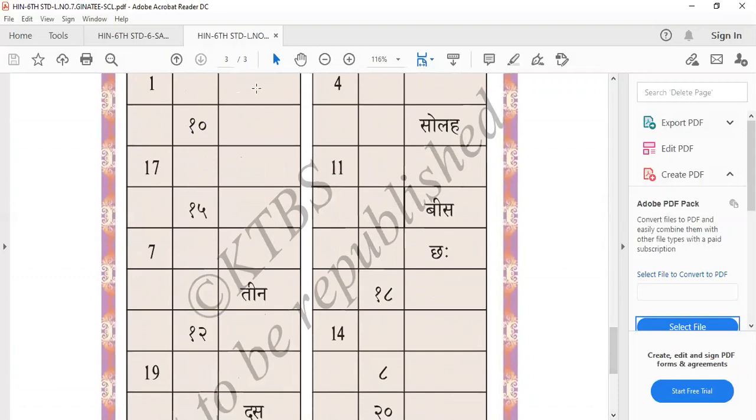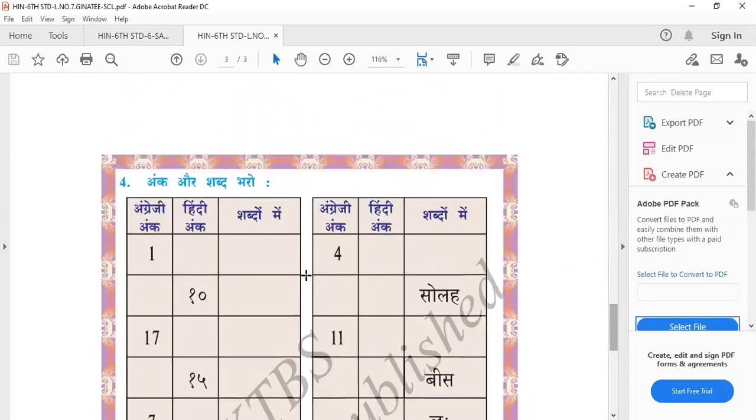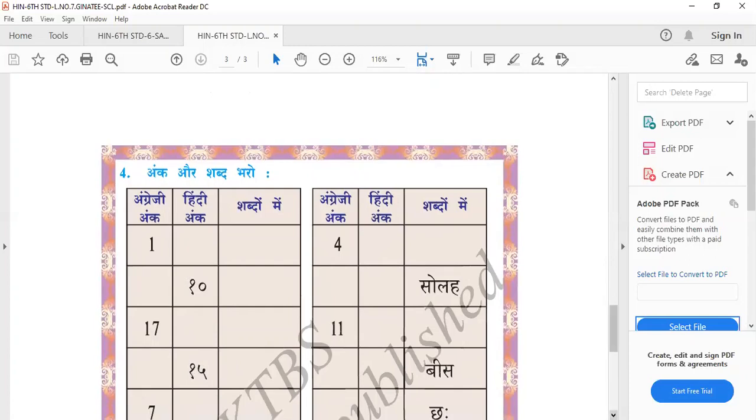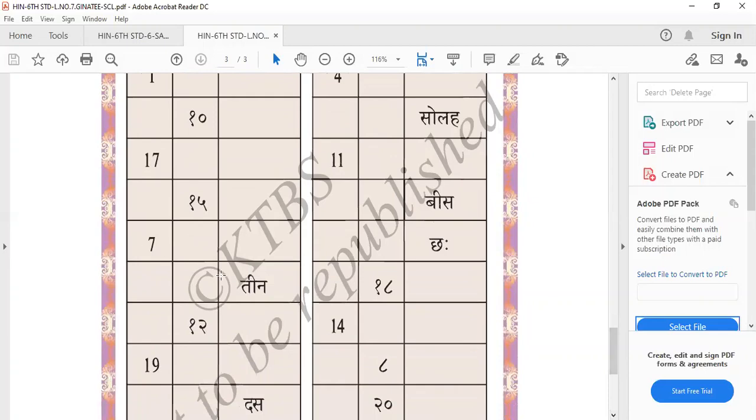So these, wherever blank is there, that numbers you should write. So this is Angrezi Ank. That means English number. This is Hindi Ank. This is Shabdome. Shabdome means in Hindi words you should write. So 1, ek, ek. 10, thus, thus. 17, Satra, satra. This is 15. Okay, na? So 15, pandra, pandra. Next one is 7, sat, sat. 3, teen, teen. Next is 12, bhara, bhara. 19, unnees, unnees.